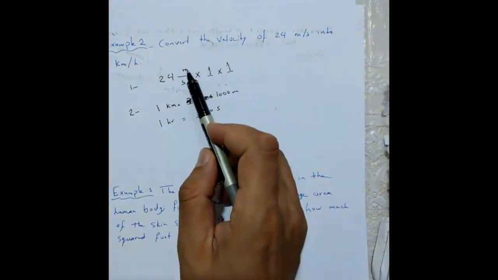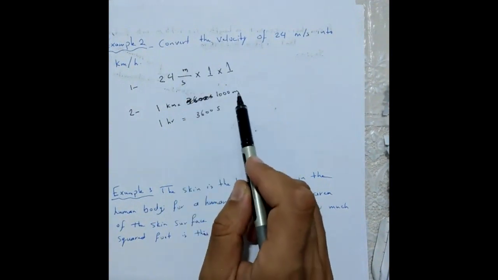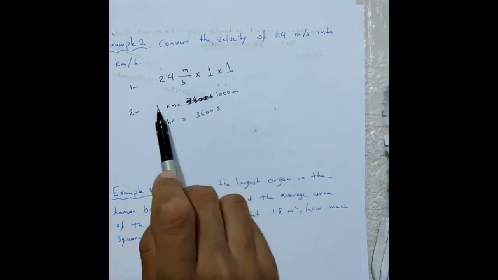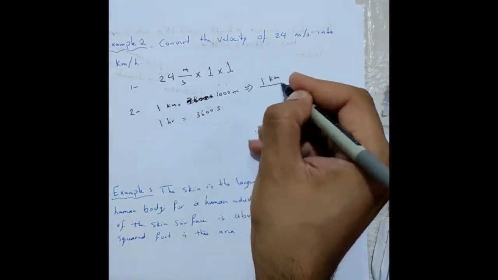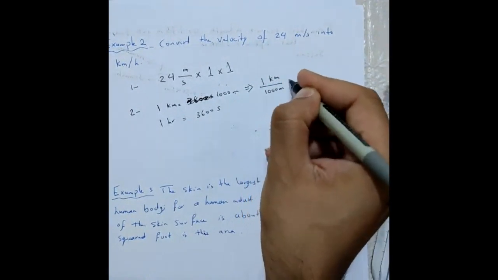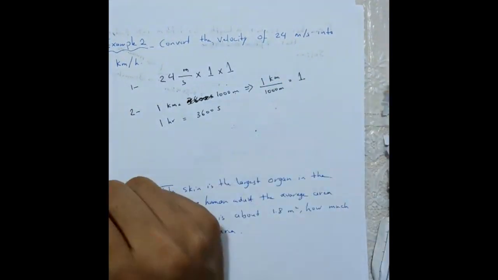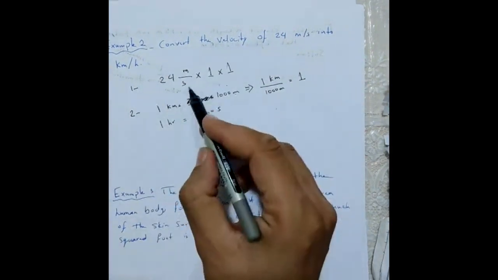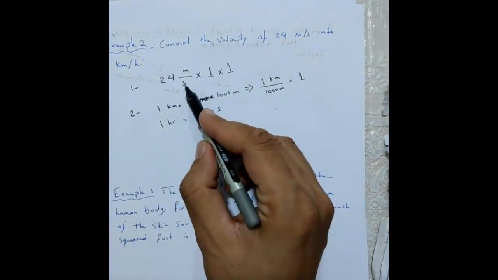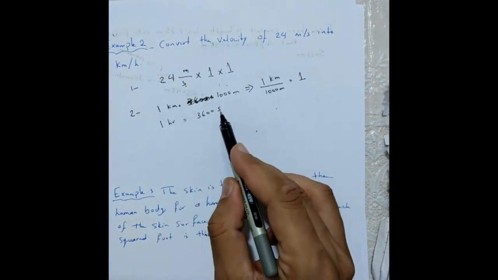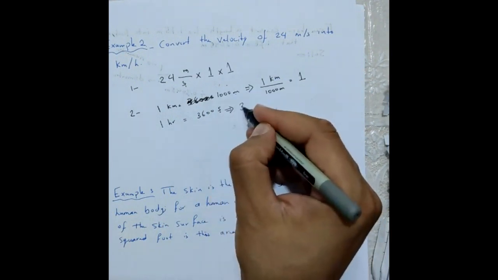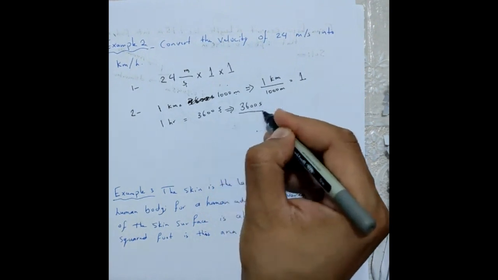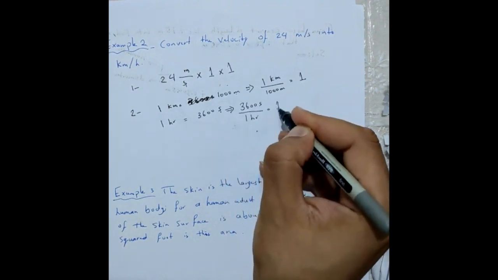The meter, I have it here as a denominator. So the meter here should be what? As we said, it should be denominator. So it will be 1 kilometer over 1,000 meter, equal to 1. This one, I have second as a denominator. So the second here should be denominator or numerator? Yes, you are correct, it will be numerator. So that means it will be 3,600 seconds over 1 hour, equal to 1.